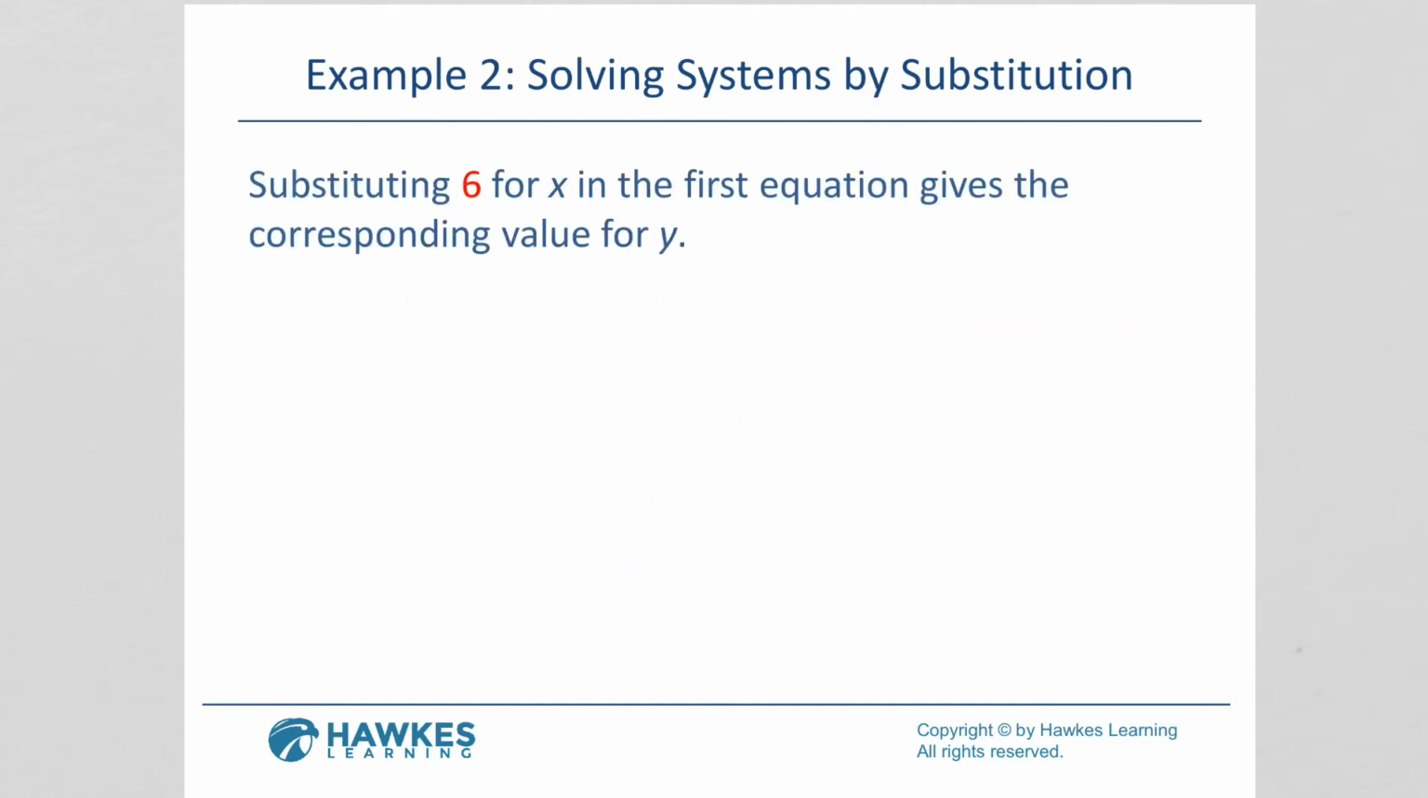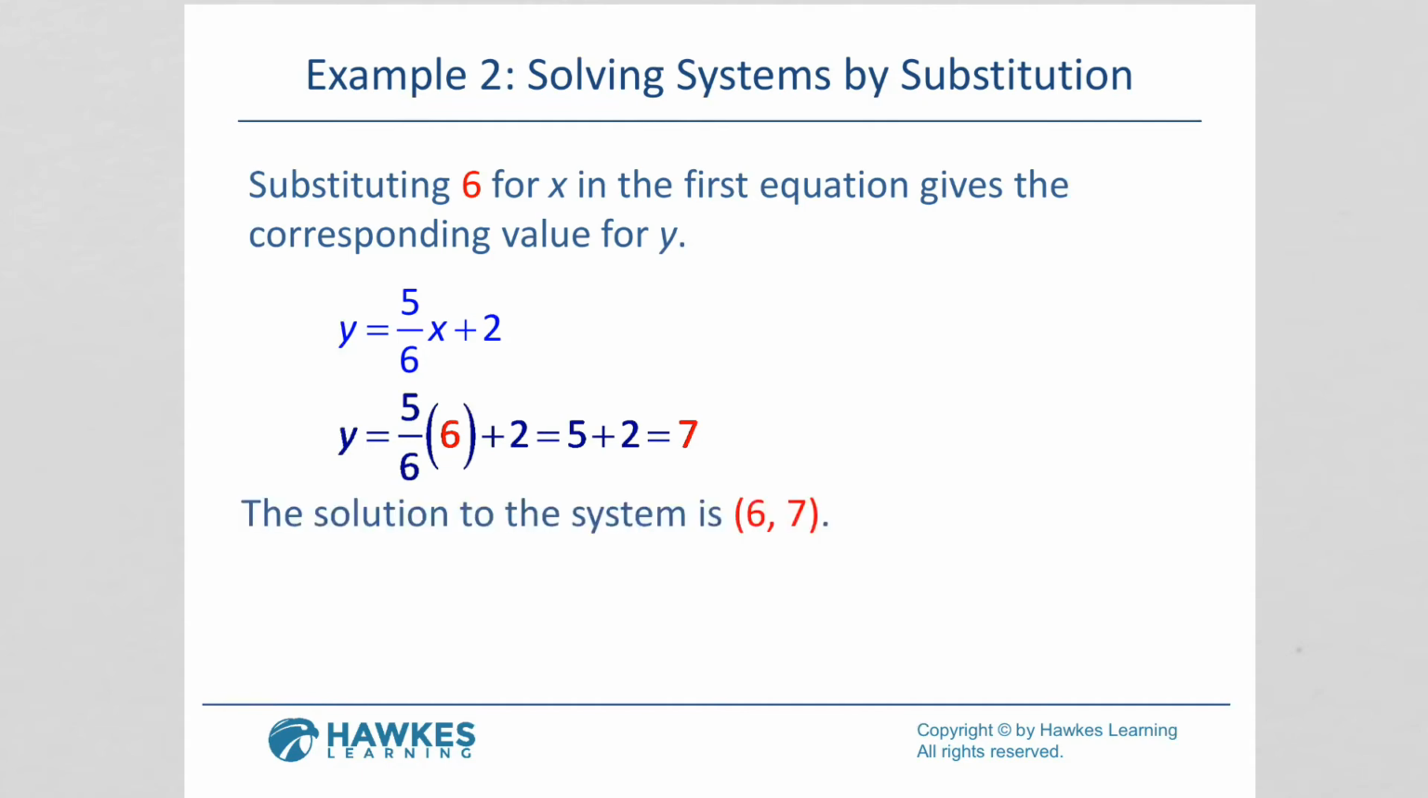Substituting 6 for x in the first equation gives the corresponding value for y. y equals 5/6 x plus 2 was our equation. We're going to replace the x with 6. y equals 5/6 times 6 plus 2, which is equal to 5 plus 2, which is equal to 7. The solution to the system is 6, 7.